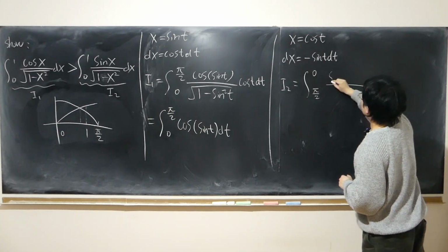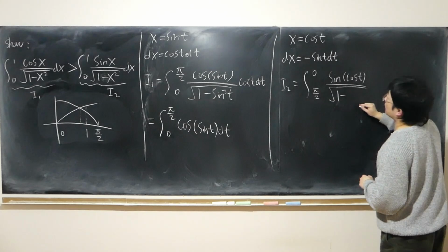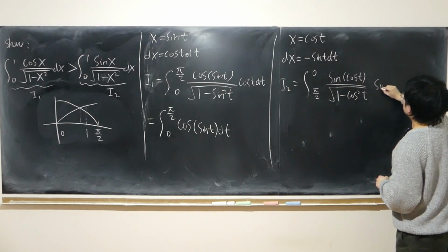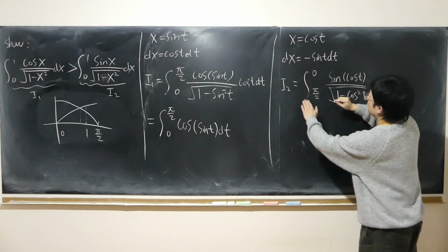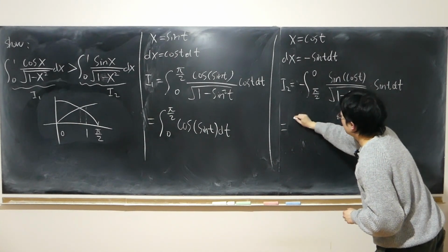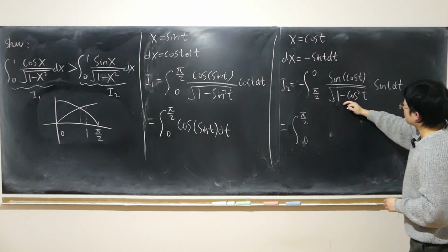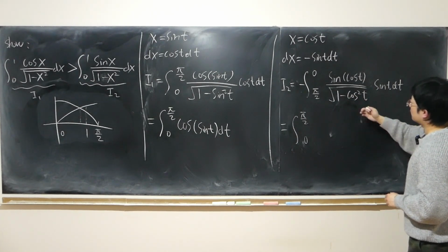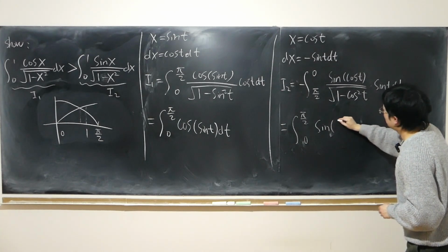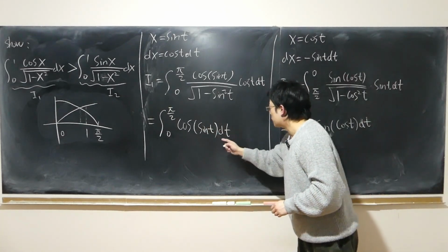Sine x becomes sine of cosine t. The square root of 1 minus x squared is the square root of 1 minus cosine squared t, with the negative sine t dt. The negative sign gets rid of itself when we switch the boundaries, so 0 to half pi. The bottom becomes the square root of sine squared, which is sine, obviously positive. Sine cancels out, giving sine of cosine t dt. All we have to do is compare this integral and that integral.